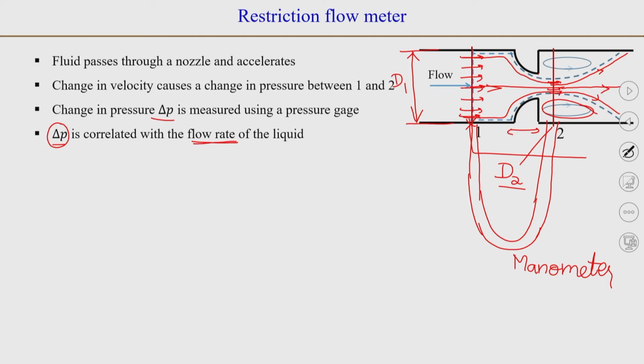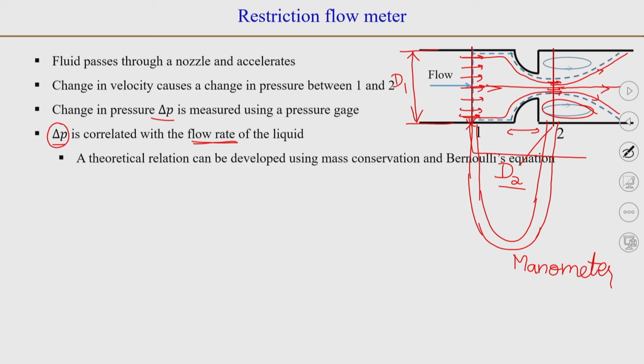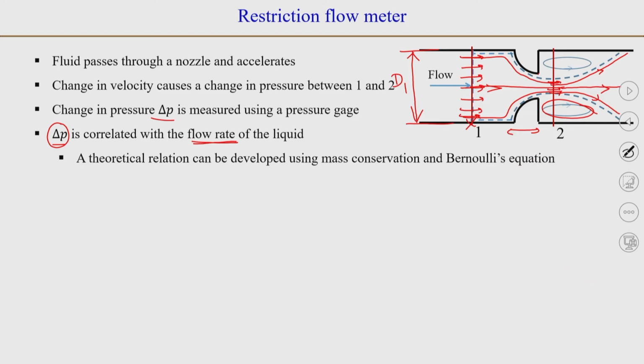or volumetric flow rate. Now, we can develop a theoretical relation using Bernoulli's equation coupled with mass conservation, or the continuity equation, A1 V1 is equal to A2 V2. So, let us do this. We can apply Bernoulli's equation between points 1 and 2 along a streamline which is passing through the axis. And as I said, there is flow separation. So, once we derive the relationship, we will have a coefficient which will take into account the non-idealities in the flow.